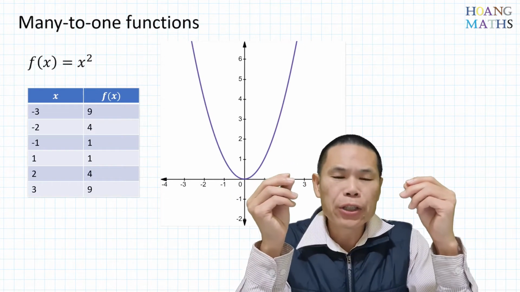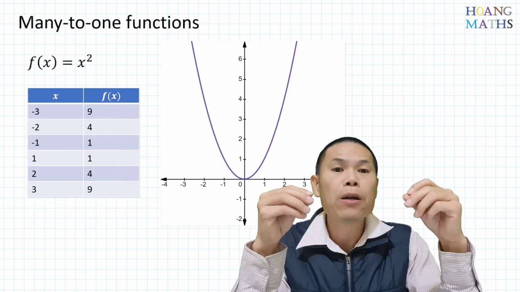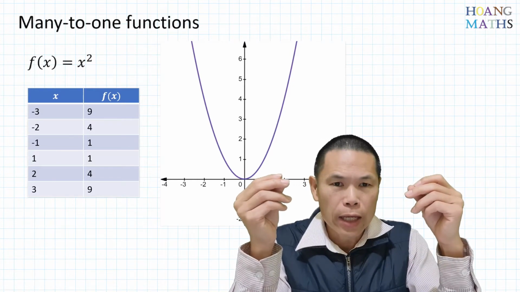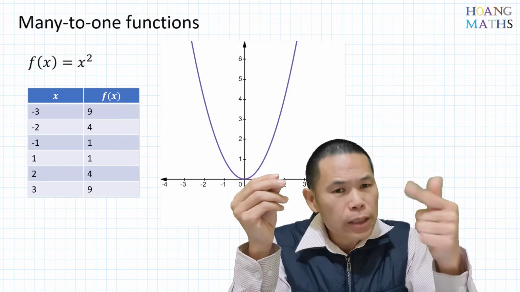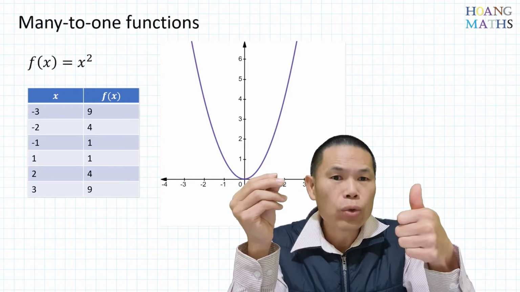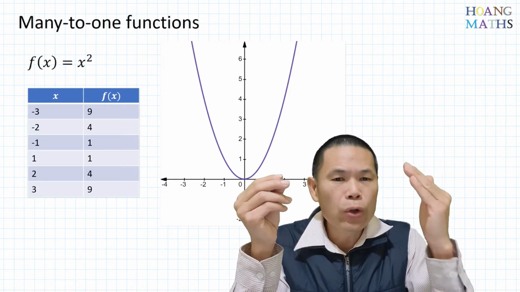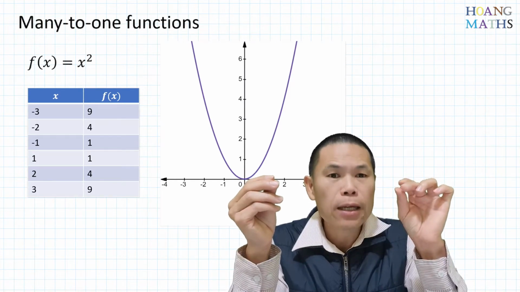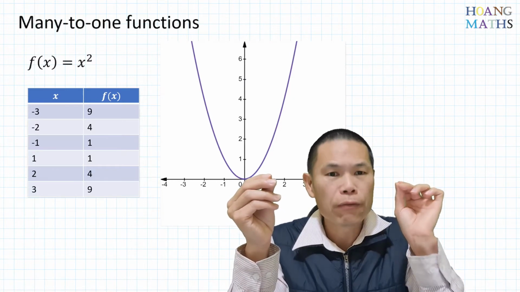Now, many-to-one functions. We have two or more inputs and one output. For example, in this case here, f of x equal x squared. So when x is 1, f of 1 equal 1, and f of negative 1 still gives me 1. When x equal to negative 2, f of negative 2 is equal to 4, and f of 2 still gives me 4. So therefore, this is called a many-to-one function. Two inputs, in this case, have one output.